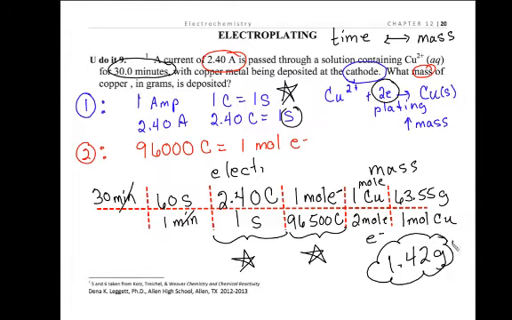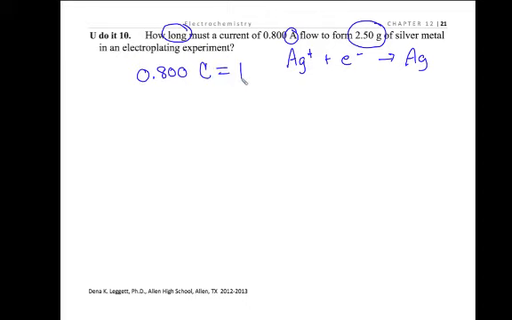Now, sometimes a question would give you this and ask for something inside. I still just set it up and leave that as my x and then follow through with my algebra. Okay, let's do the other direction. This time I want to know time, and I'm given mass. And I have silver ion plating, so that requires 1 mole of electrons for the silver plating to occur. Now, instead of amps, I'm going to write that as 0.800 coulombs for every 1 second. That's what an amp means.